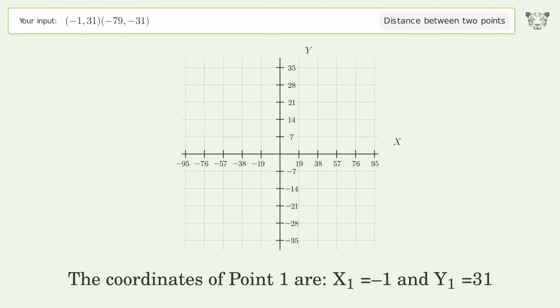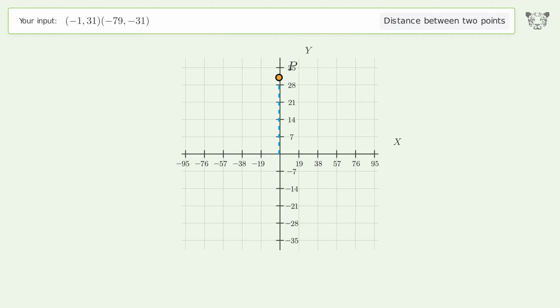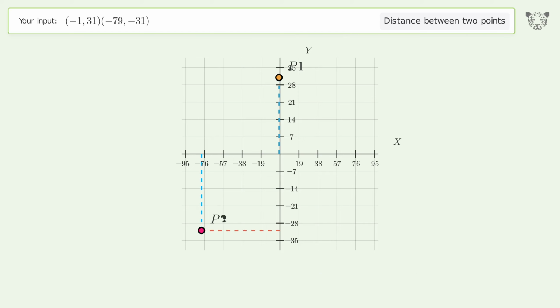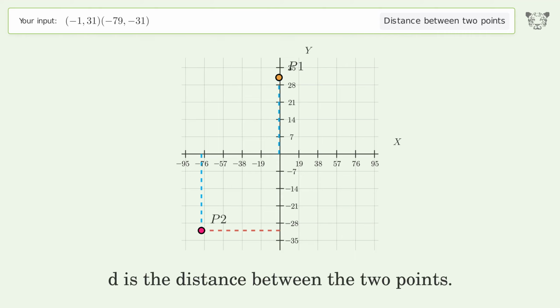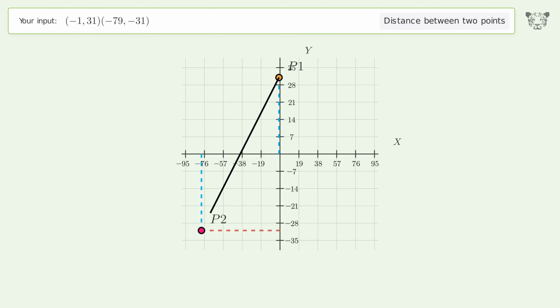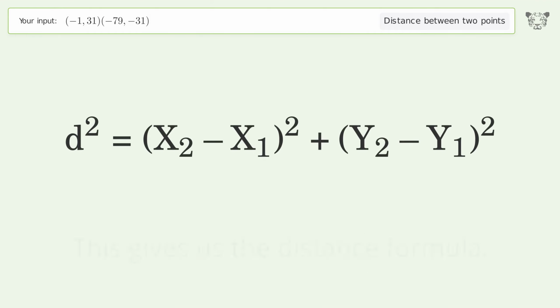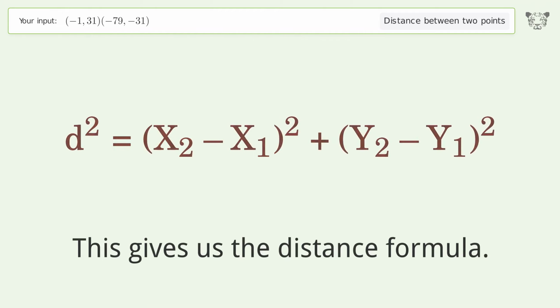The coordinates of point 1 are x1 equals -1 and y1 equals 31. The coordinates of point 2 are x2 equals -79 and y2 equals -31. D is the distance between the 2 points. First, take the square root of both sides of the Pythagorean theorem. This gives us the distance formula.